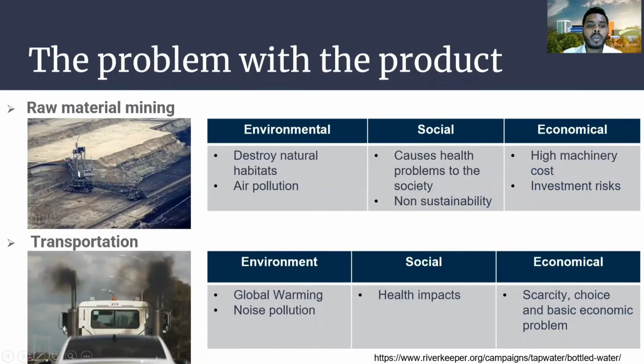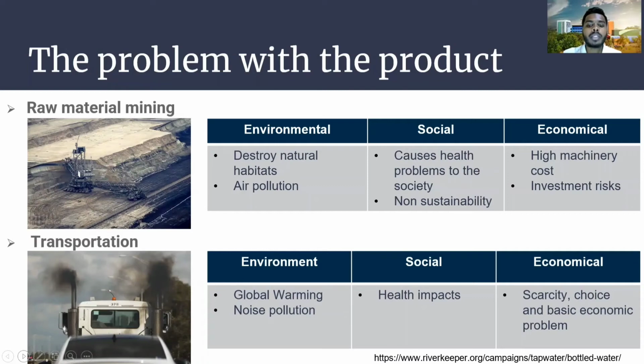And I want to talk about the problem of the product. As we can see, there are 5 stages of the problem. And first stage is raw material mining. We can see raw material mining will contribute environmental, social, and economical impact.